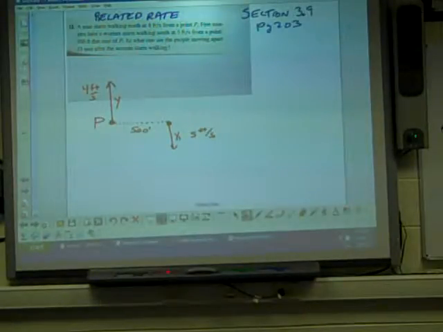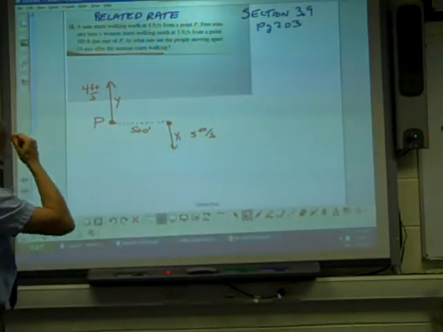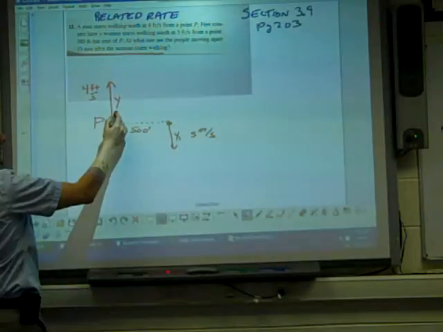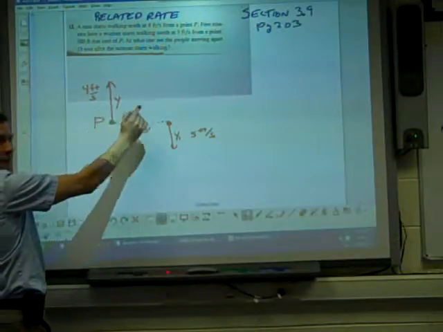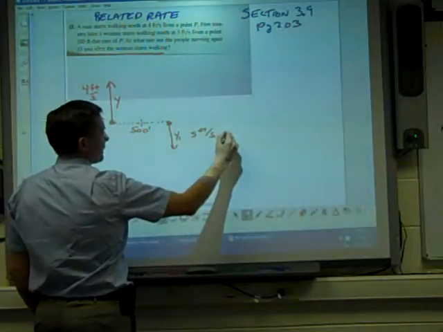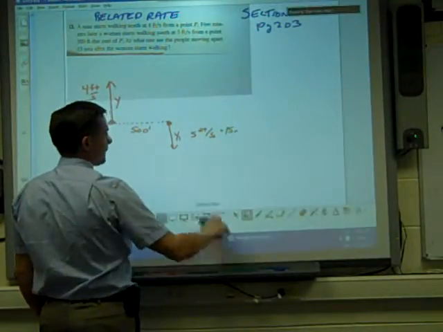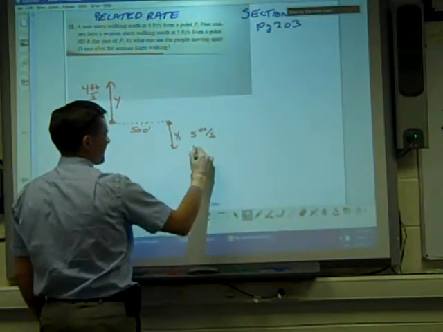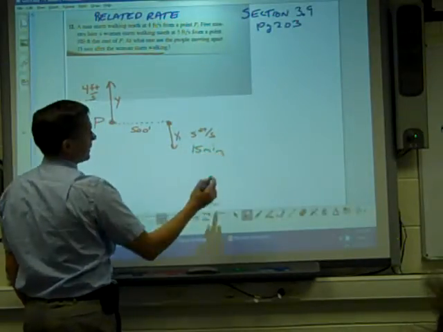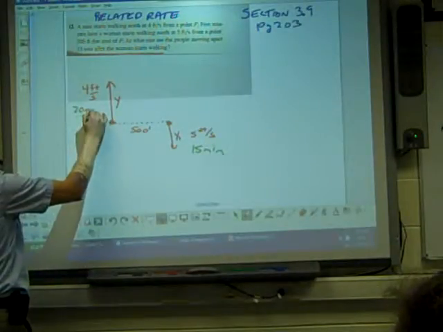At what rate are the people moving apart 15 minutes after the woman starts walking? So this guy gets a 5-minute head start, and then 15 minutes later. Guys, do we agree? We're going to have a 15-minute walk here. How long is the man going to get to walk? 20 minutes, because he had a 5-minute head start.